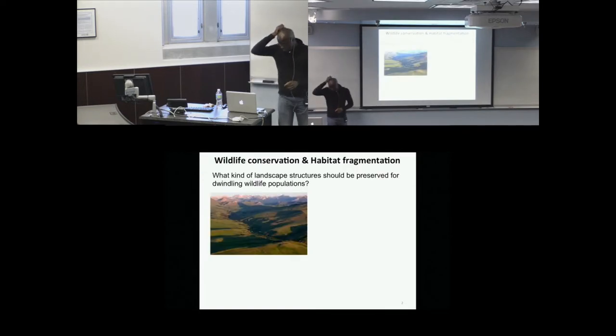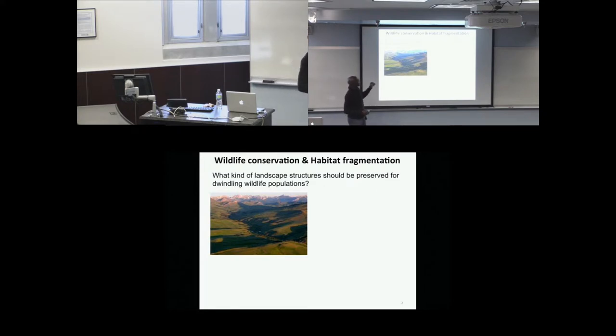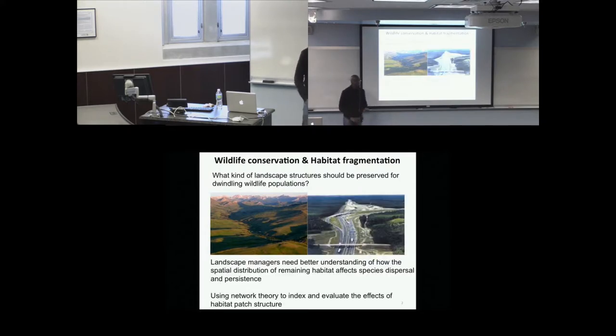But what was the motivation for this work? Eli and I especially were very interested in this question: what kind of landscape structures should we preserve for dwindling wildlife populations? We know that landscape fragmentation and habitat reduction are limiting landscapes for wildlife. Habitat reduction also causes resource scarcity, inbreeding, and increased encroachment threats, and all these lead to depletion of our wildlife populations.